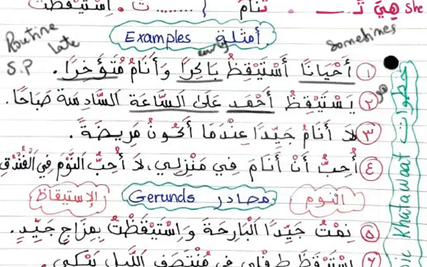أحمد يستيقظ على الساعة, wakes up at السادسة. السادسة, 6 o'clock صباحا, in the morning. So يستيقظ أحمد على الساعة. The moment you say على الساعة, you place alif, and then you mention the time. السادسة, الثانية, الثالثة. And we'll have a lesson just regarding telling time. And that's a separate video.